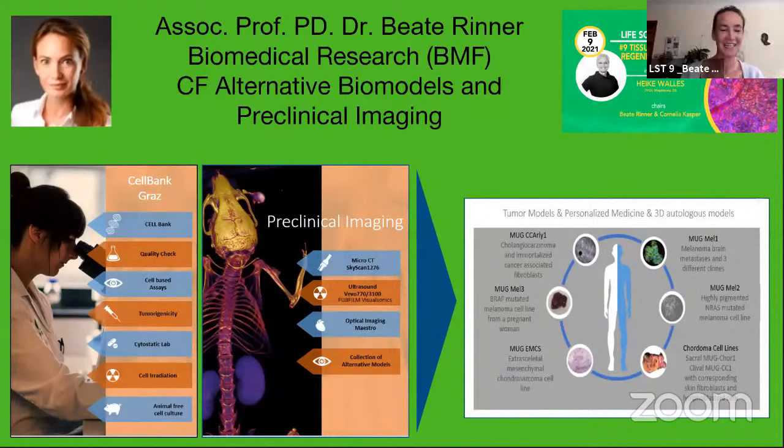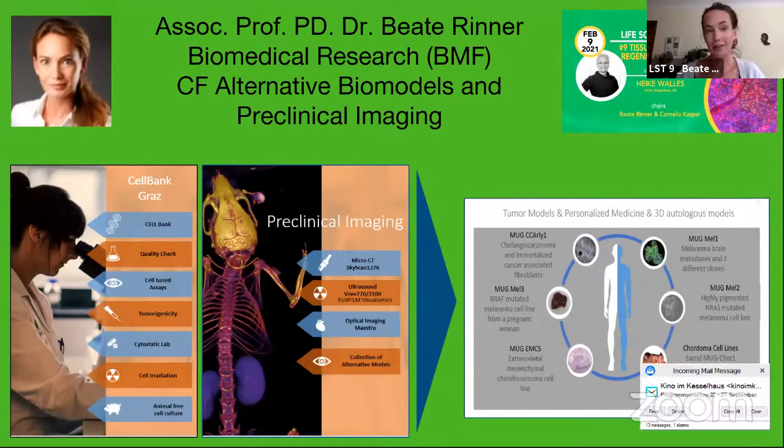Thank you. Okay. I shortly want to introduce our core facility. We are divided into 3 parts. The first part is that we provide cells for the medical university. That means we have the cell bank. It covers more than 170 cell lines. Then we offer a quality check, do cell-based assays and tumorigenicity assays. And then we try to cover cell culture-based experiments from in vitro technology through preclinical imaging to in vivo technologies.